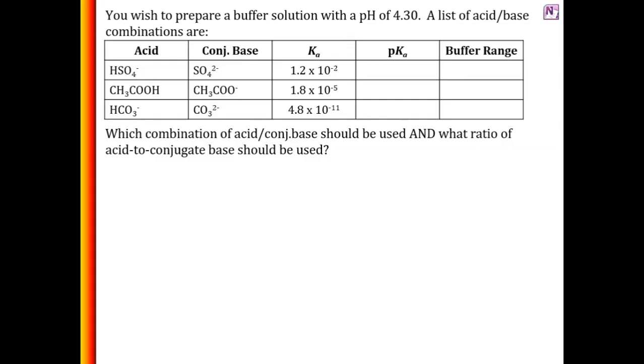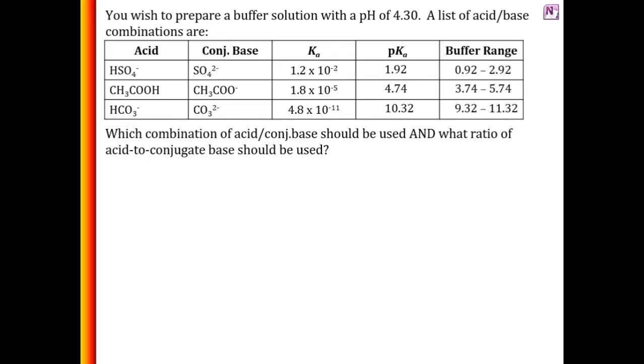Here we have HSO4 minus and SO4 2 minus. Then we have acetic acid and acetate ion. And I have HCO3 minus and CO3 2 minus. So we have 3 weak acids here and their conjugate bases. They give us the Kas, then we can find the pKa, and they tell us the buffer range.